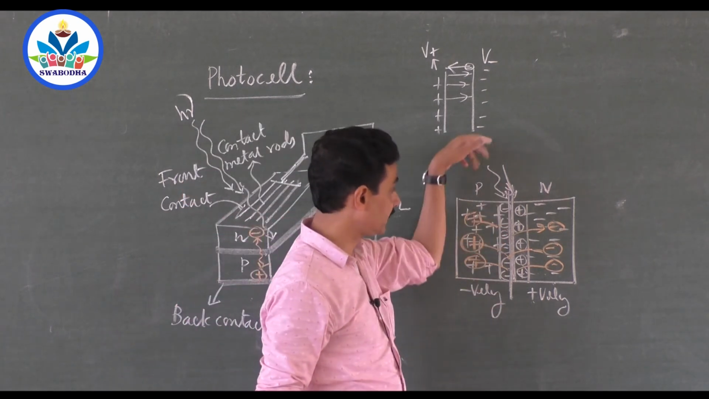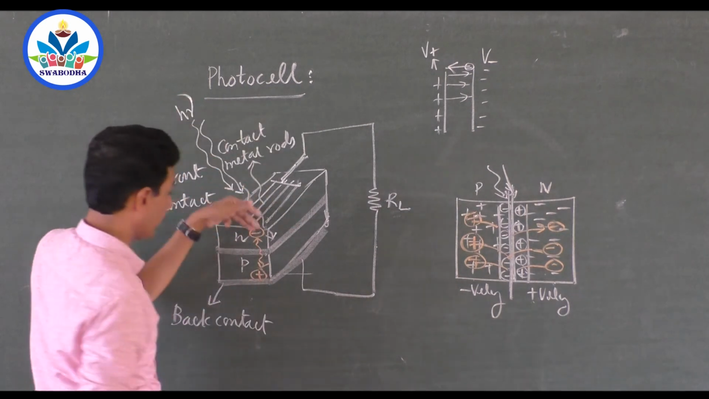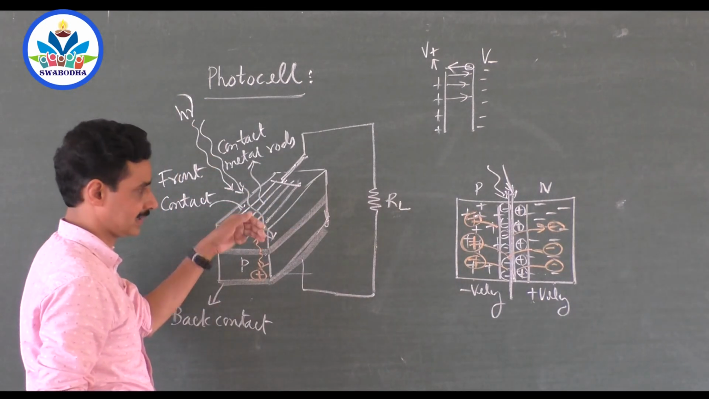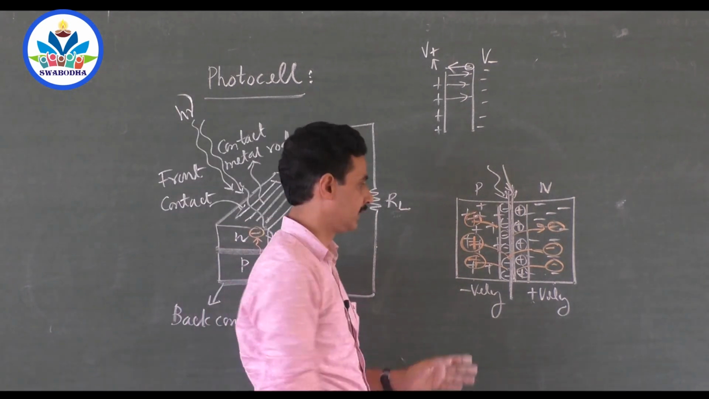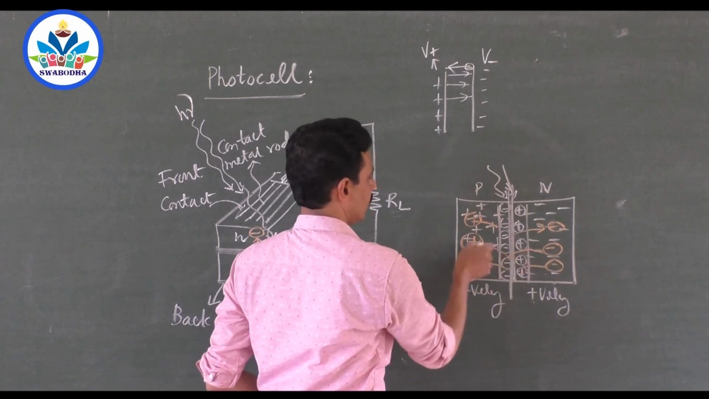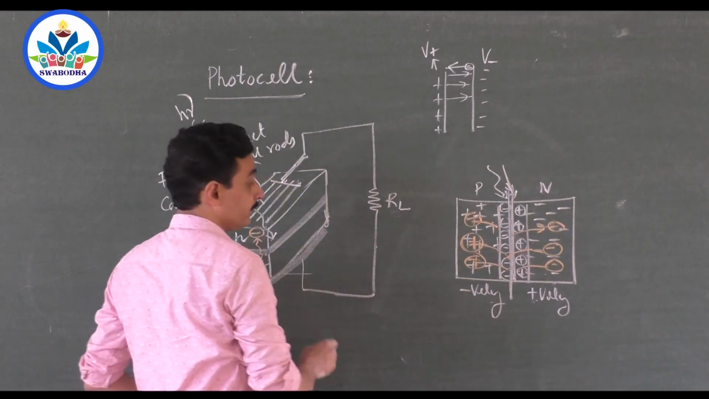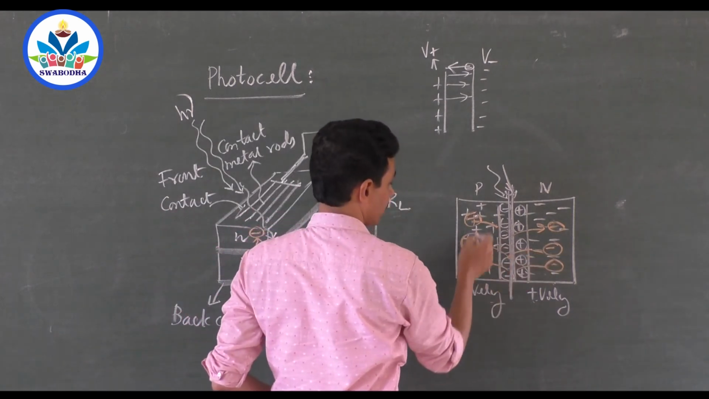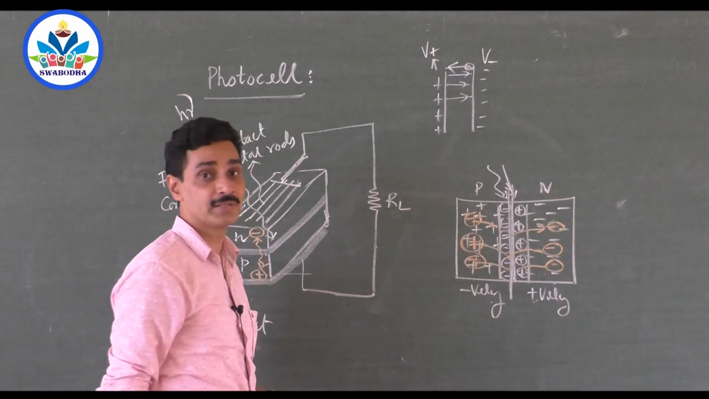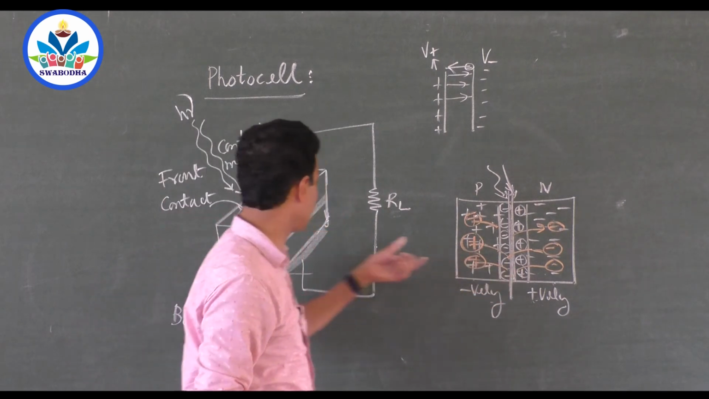Generation: by the incidence of light on the junction, electron hole pairs are generated. Electrons will move to the n region and holes will move to the p region because they are oppositely charged. After the movement, this gets positive and this gets negative. That develops a battery. So this itself acts like a battery.